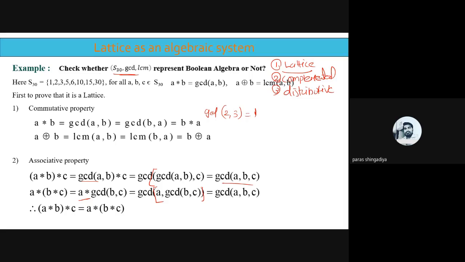Okay, why is it always true? So you can consider any three values here from the S30. First find the GCD of A, B and use this answer with C. Check this answer, and here you have to find GCD of B comma C first, and use this answer with A, and find out the final answer. Both answers will always be the same, meaning left hand side always equals right hand side, and therefore we can say that bracket A star B, star C is equal to A star bracket B star C. Means you can easily prove it.